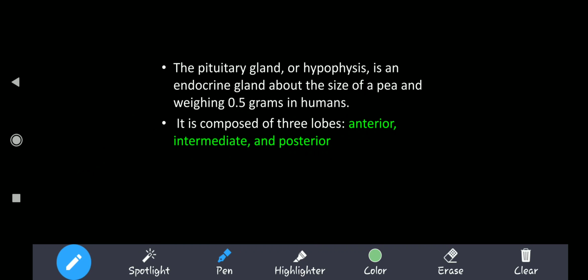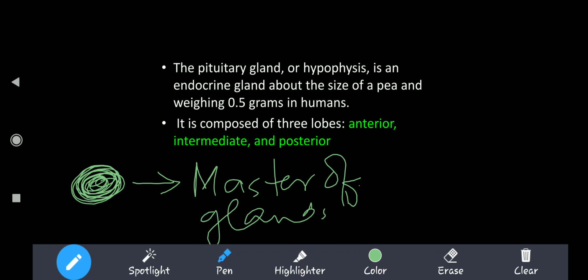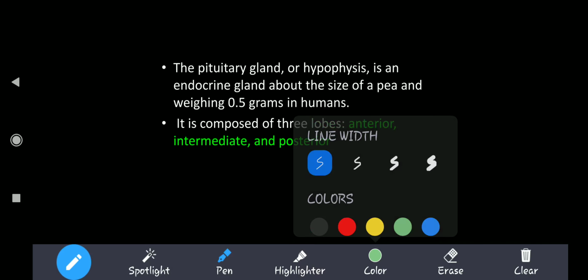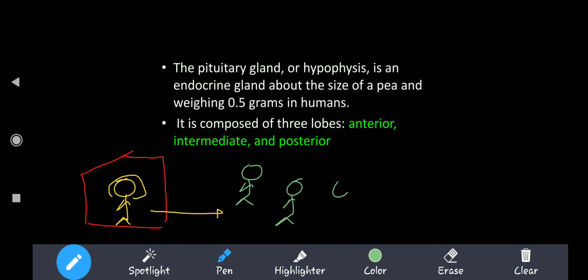Why are we giving so much emphasis on the pituitary? It is because this small pea-like gland is a very important gland, the master of glands. That means this gland has control over the other glands present in our body. Consider a school. In the school, there is a lady, the principal. This principal has control over the other teachers. The principal controls the activities and movements and everything about the other teachers.